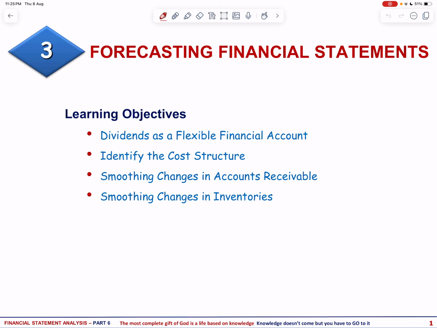In this video, we will solve exercises on how to compute the amount of dividends the company can assume that it will pay in order to balance their projected balance sheet. We will solve an exercise on identifying the cost structure. We will also solve an exercise on smoothing changes in accounts receivable. And finally, we will solve an exercise on smoothing changes in inventories.